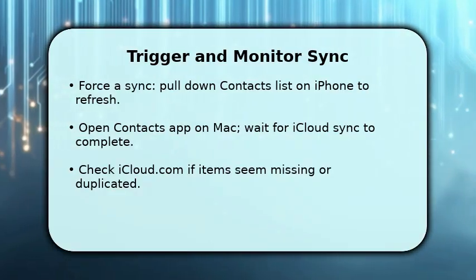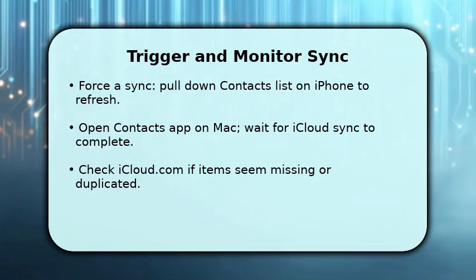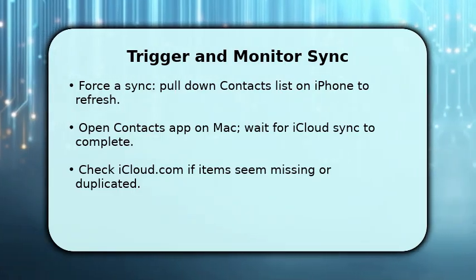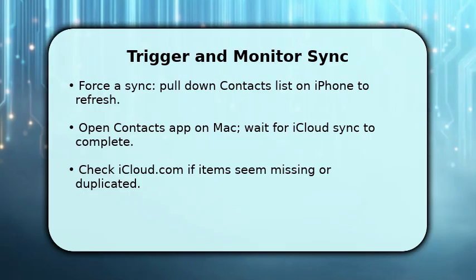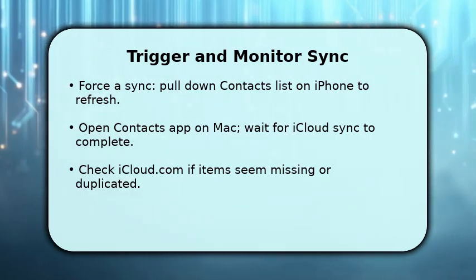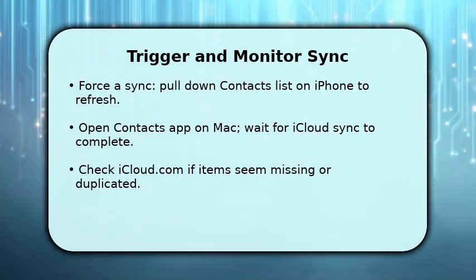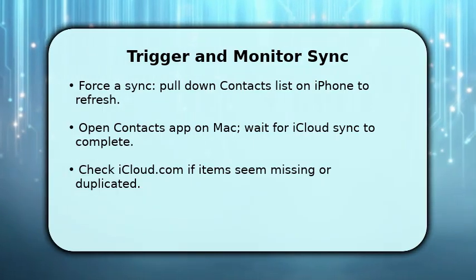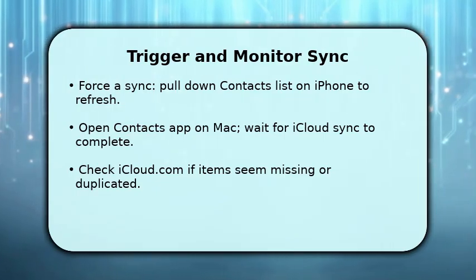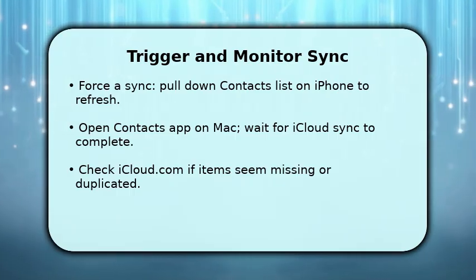Next, you trigger and watch the transfer. On the iPhone, open Contacts and pull down to refresh. That nudges iCloud to upload any local changes. On the Mac, open the Contacts app and allow a minute or two for iCloud to push entries down. Watch the status at the bottom of the app. If you have many contacts, syncing can take longer. Make sure both devices stay awake. If duplicates appear, hold off on mass edits until you confirm the full set has arrived.